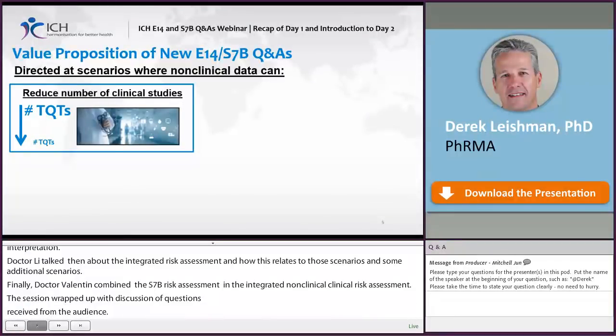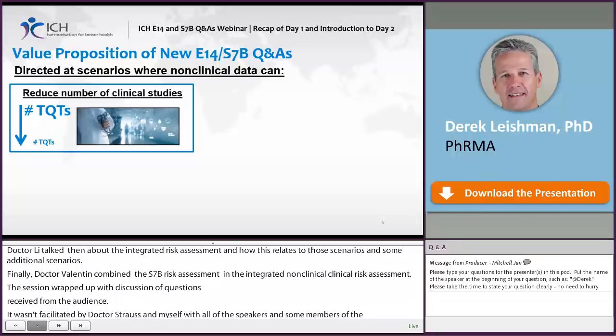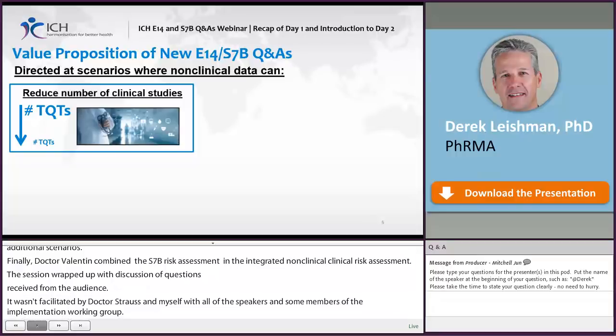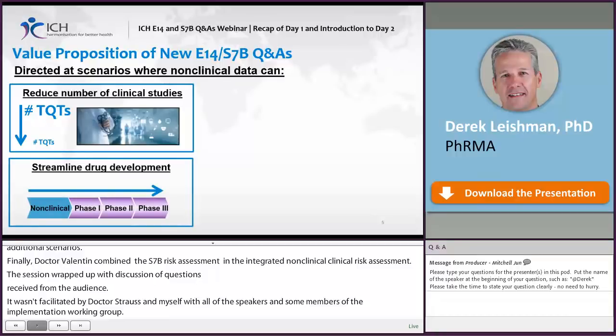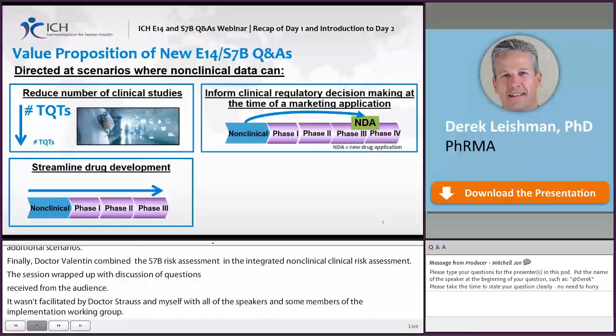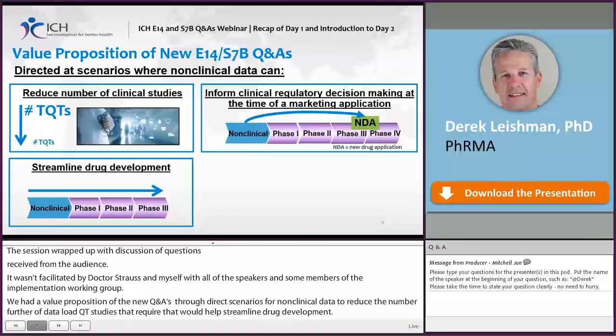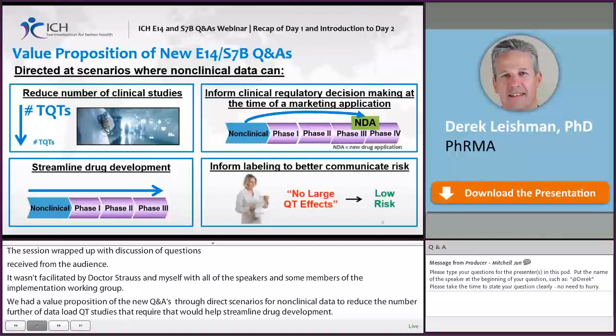We heard about the value proposition of the new E14 S7B Q&As through directed scenarios where non-clinical data could reduce further the number of standalone QT studies that were required. That would help streamline drug development. We also heard how the non-clinical data could inform clinical regulatory decision-making at the time of a marketing application. That would help inform labelling to better communicate risk, so that no large QT effects label could potentially become one that states low risk of proarrhythmia.